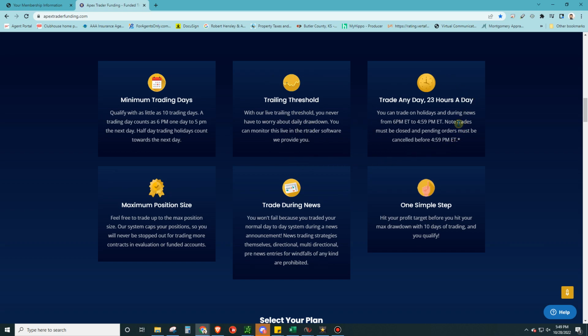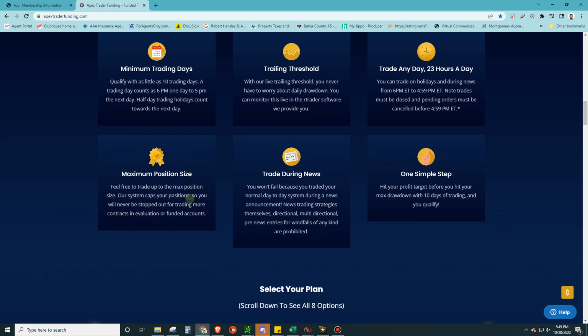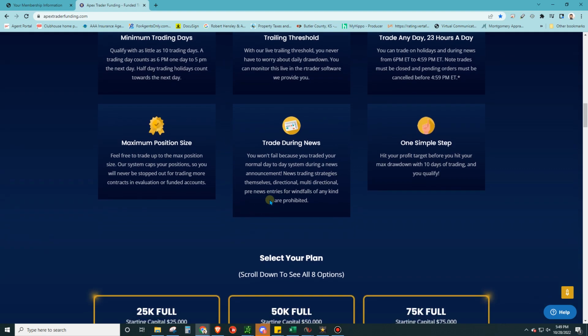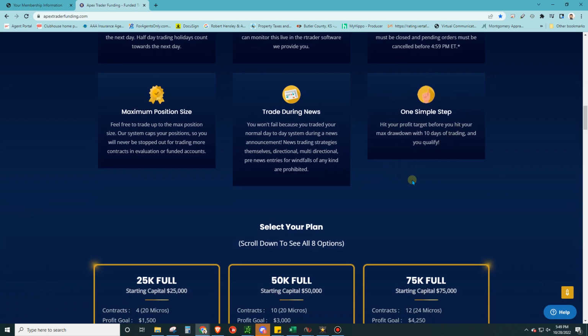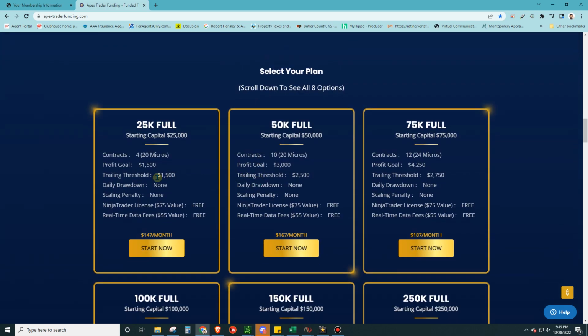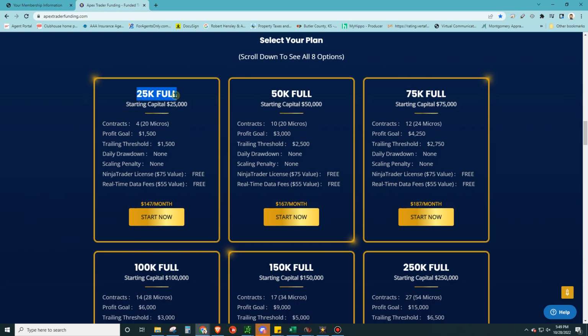You can trade anytime, pretty much, except for between 4 and 5. You have a maximum position size on regular E-minis or micros, and there are quite a few different types of assets you can trade. You can trade during the news. So say you want to trade the FOMC announcement or something, you can do that. And then once you hit your profit target, they will let you know, and you'll get your funded account very soon after that. Here are the different options: the 25K, 50K, 75K.